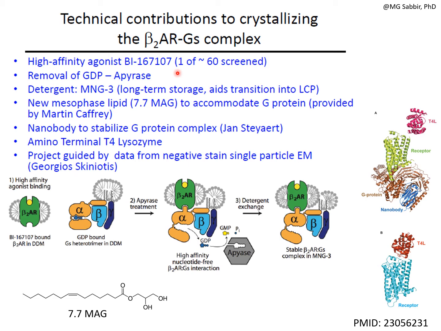determination of the structure. The second factor was the removal of GDP during the crystallization process by using apyrase, which is an enzyme that breaks down GDP. The third factor was the use of a detergent, which is known as MNG. The use of this particular detergent ensured long-term storage of the G proteins and the GPCR, as well as aided transition into a liquid cubic phase or mesophase during the crystallization process.